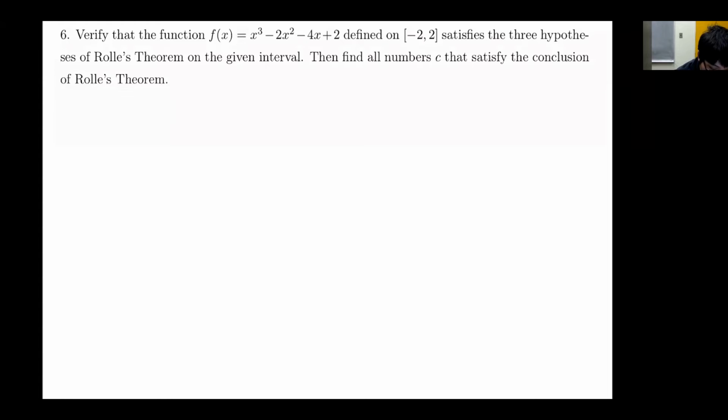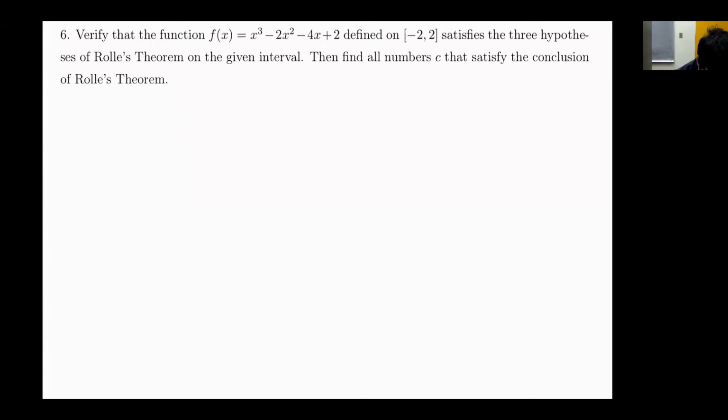In this problem, you are asked to verify that the function f of x defined on [-2, 2] satisfies the three hypotheses of Rolle's theorem on the given interval. Then you are asked to find all numbers c satisfying the conclusion of Rolle's theorem. Remember that the three hypotheses of Rolle's theorem are: first, f of x is continuous; second, f of x is differentiable; and third, f of -2 equals f of 2.